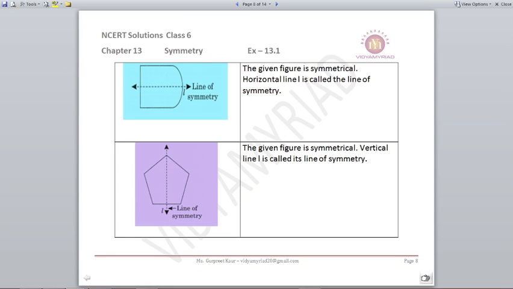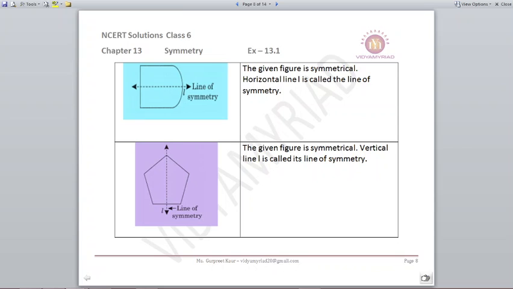Then we have a shape like this. Here I have drawn a sleeping line. The sleeping line will divide this into symmetrical parts. But if I draw a standing line, it will become unsymmetrical. It cannot overlap one another. But with this one, if I draw a sleeping line or a horizontal line, it will definitely overlap, and I can say L is the line of symmetry.